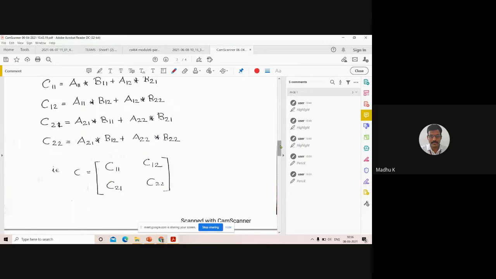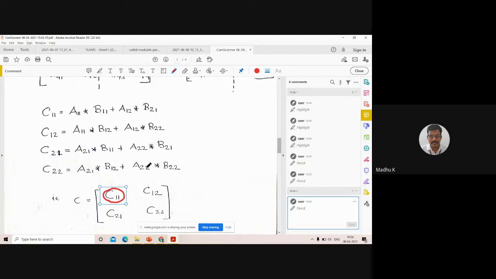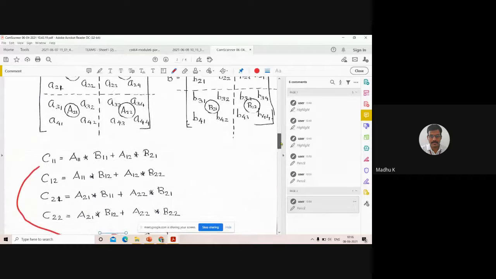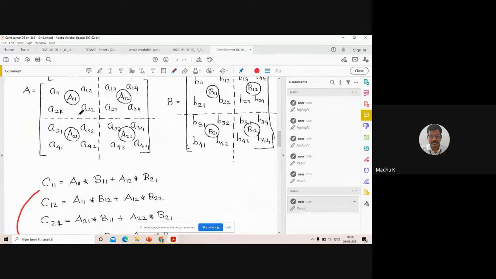Basically, we want to obtain a matrix C with 4 elements, where C11 is there. How can we obtain C11? We use this method: C11 is equal to A11 into B11 plus A12 into B21. That is, this is considered.